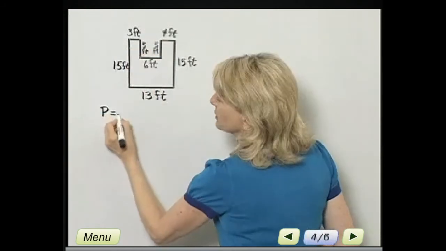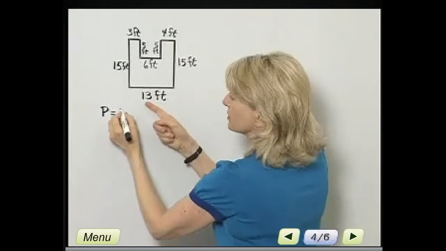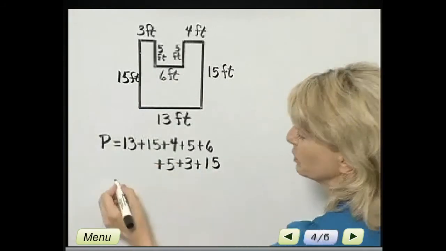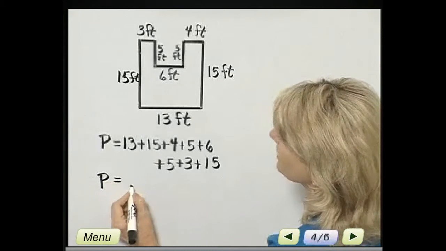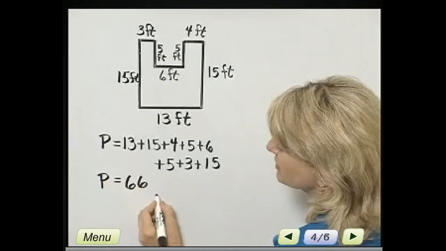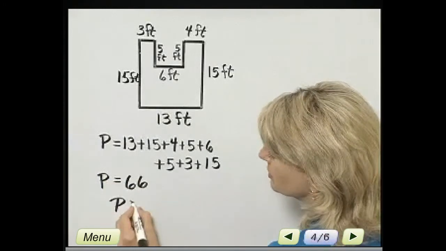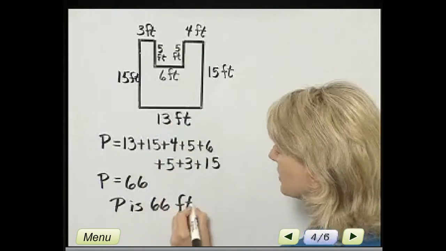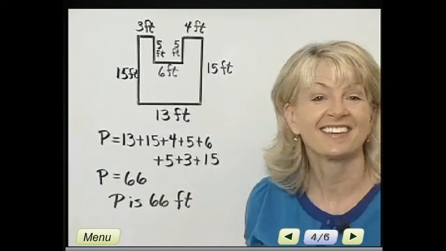Now let's find the perimeter. So be careful, it's 13. And then I'm back around to the 13. So just be really careful. I'll let you find that sum. That sum is 66. So the perimeter is 66. Again, we just happen to be in feet.